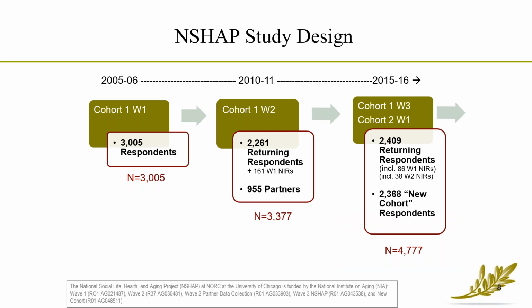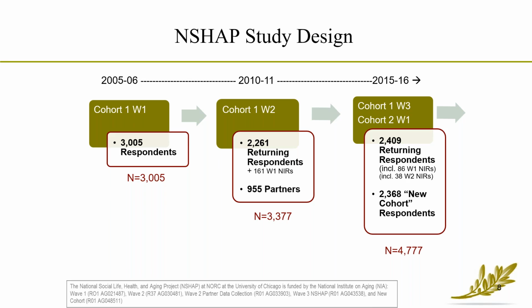The design of NSHAP is a longitudinal survey design. We began in 2005, 2006 with a cohort of just over 4,000 people we invited to participate. 3,005 completed an interview. We call that our cohort 1, and that was our first wave of data with them.